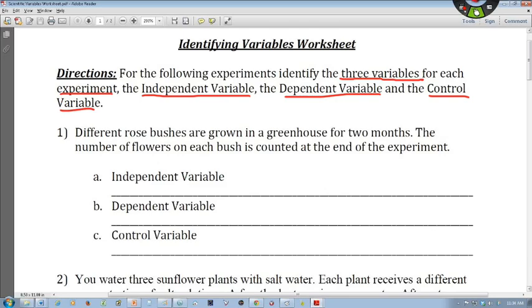But I will just say this about the control variable. The control variable is a variable that could change an experiment, but it does not. And maybe as we go through these, I'll point out what the control variables are, so you can kind of get an idea of what that is for the future. But it's not an idea that I'm requiring you to know right now in class.